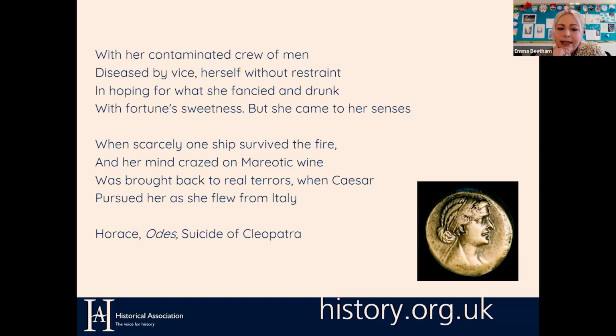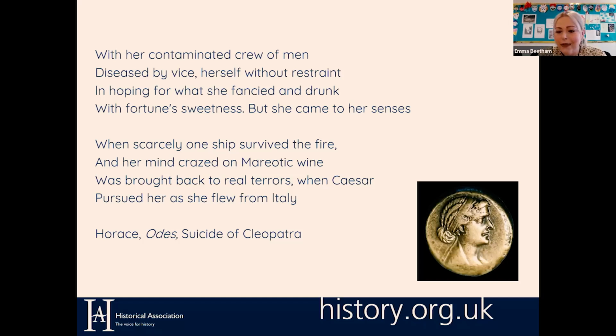So here, for example, is a poem that we look at in the Rome module, which is by Horace and the suicide of Cleopatra. So at first you get a lot of the students going, oh, we're doing English literature again. I didn't choose English literature. I was supposed to be in history. And yeah, that is true.